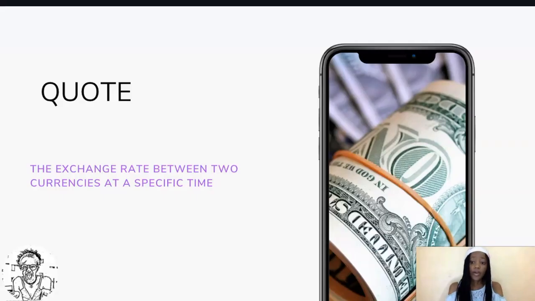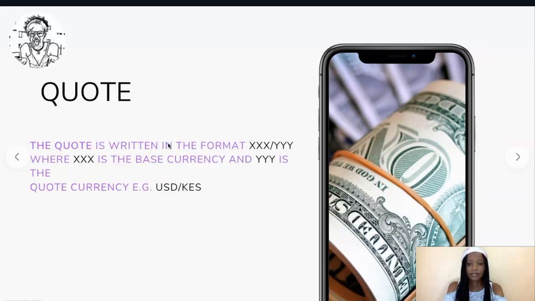So quote. A quote is the exchange rate between two currencies at a specific time. The quote is written in the format XXX/YYY, where XXX is the base currency and YYY is the quote currency. An example is the USD Kenyan shilling. So you'll also see that when writing the quote, we use the symbols for different currencies. So USD for the US dollar, KES for the Kenyan shilling.